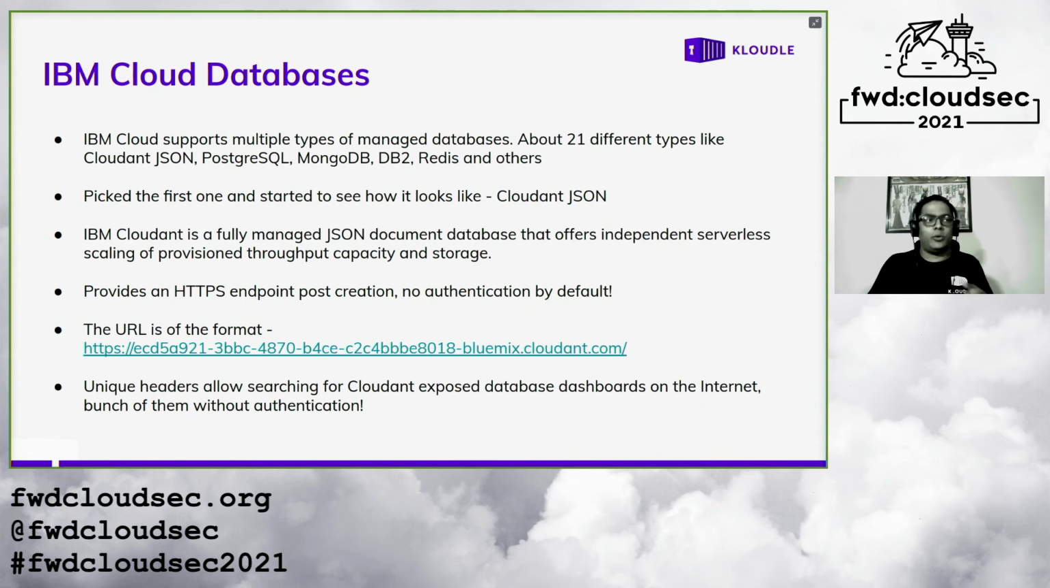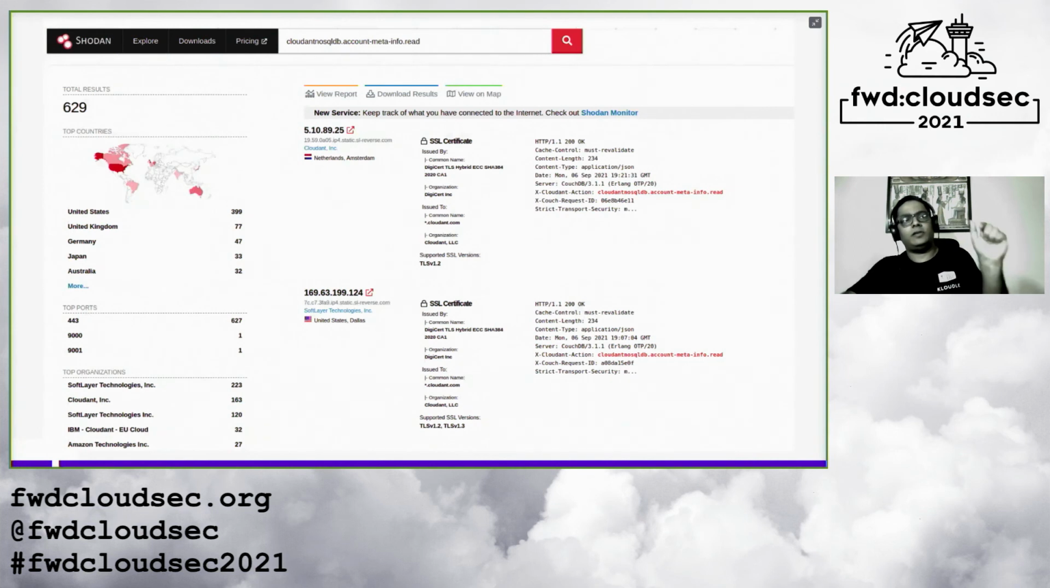This provides an HTTPS endpoint post the creation, and there's an authentication by default here. The URL is of a particularly weird format, which is weird for me because I can't use this to find other subdomains on the internet if I would want to do a star.cloudant.com, right? That would give you the company subdomains, but it wouldn't give me database subdomains. However, there was a unique header that allowed me to search for exposed databases and their dashboards on the internet, right? That header specifically was called x-cloudant-action: cloudant.nosqldb.account.metainfo.read.